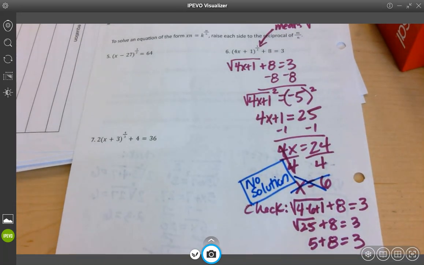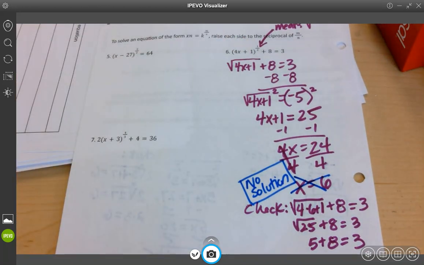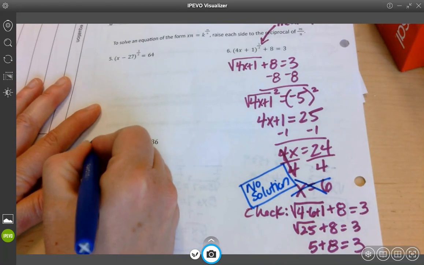I went through that one pretty quickly just because once I changed the 1/2 to a square root, it was very straightforward. Does anybody have a question on that? Okay. I'm going to do 7 so that you guys can go back and do 5. So let's look at 7 together.